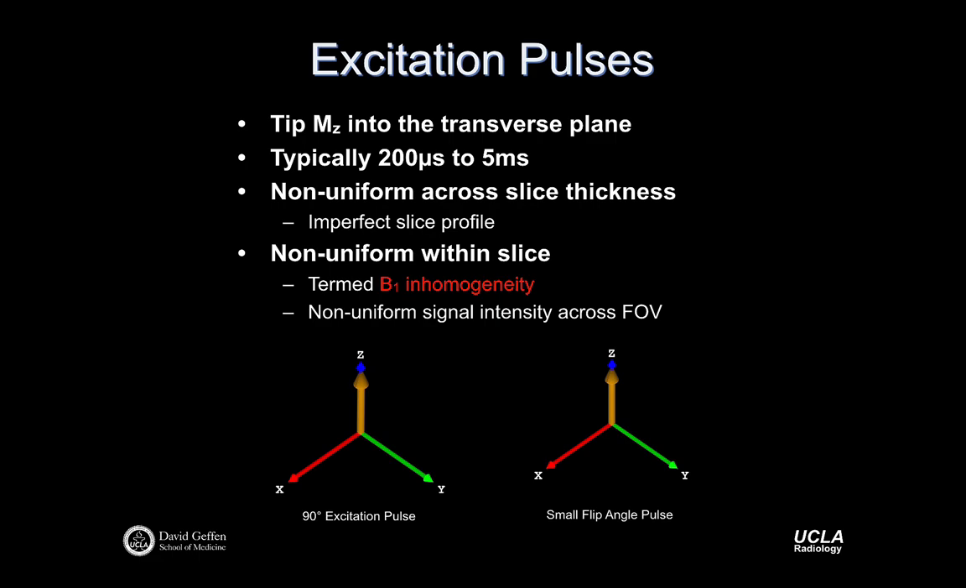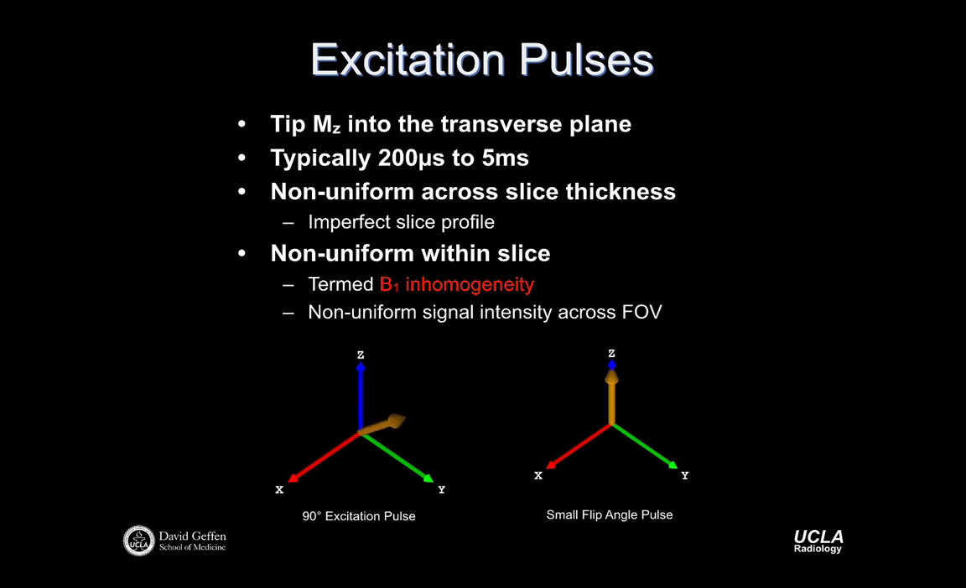Doing that inverse problem of looking at an image and figuring out what causes that artifact can be very tricky, because it could be B0, it could be B1, it could be all these different things, and then figuring out a solution is even trickier. We'll spend time talking about artifacts, just not quite yet.